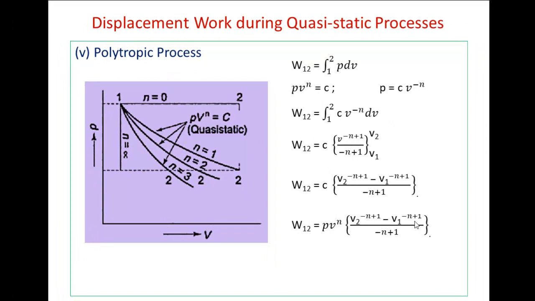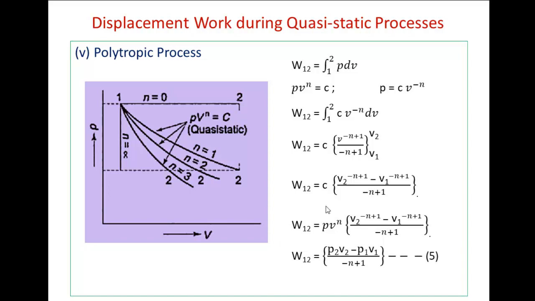And after simplification, finally we will get (P2 V2 − P1 V1) divided by (−n + 1). Or we can write this work transfer as (P1 V1 − P2 V2) divided by (1 − n). Both are the same. So this is an expression for a polytropic process, for a system undergoing a polytropic expansion process, and this is the work output from the expansion process.